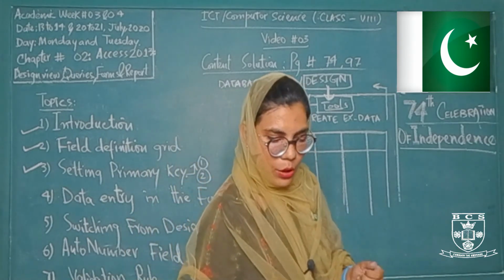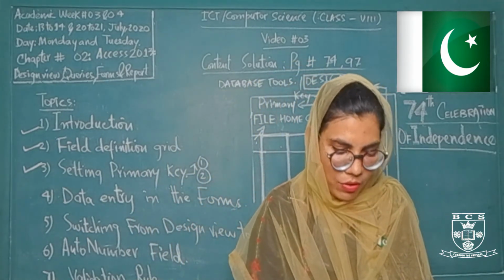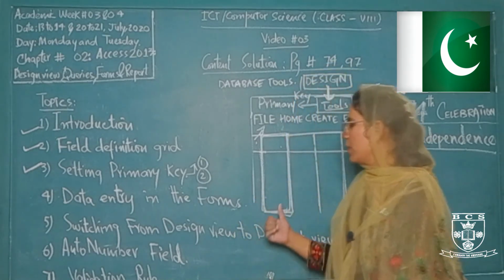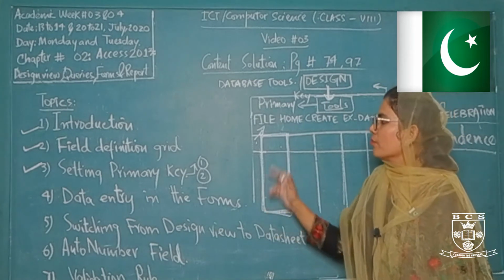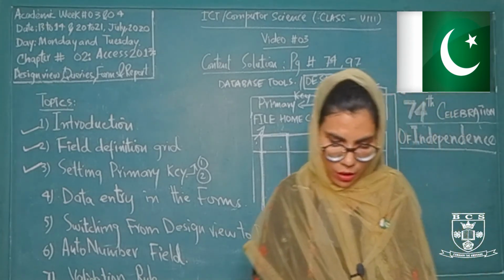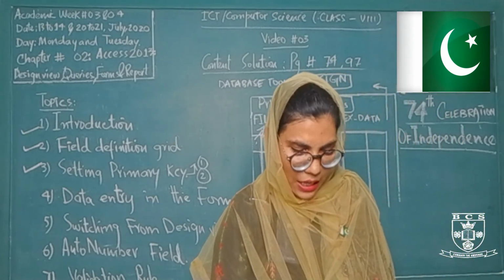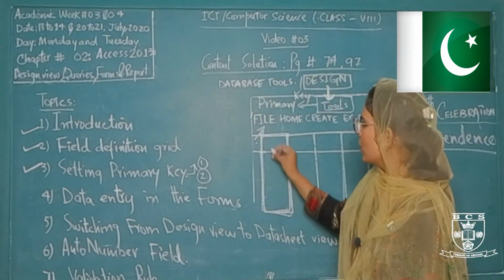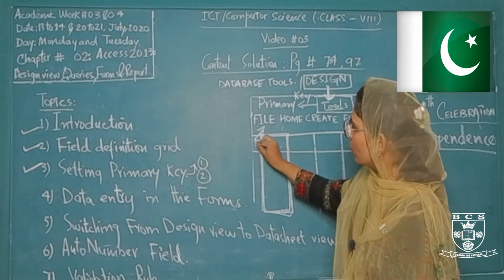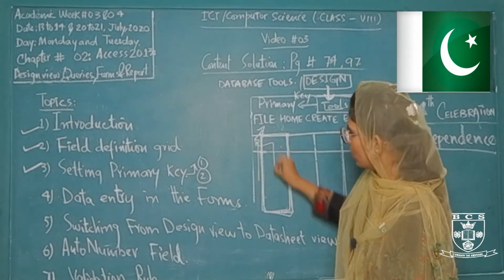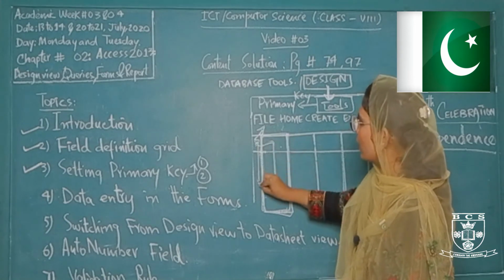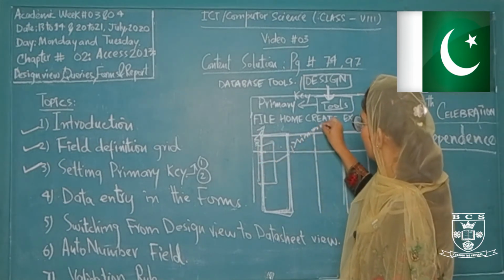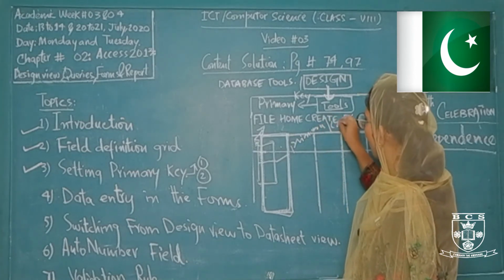Now in method number 2, we won't use the design tab. We will right click the field selector of the column that will be the primary key. For example, this will be the primary key. So I will click the field selector of this field, then select primary key from the context menu. Where is the context menu? There is a box with a drop down arrow. From here you will have a list of different options. In these options, one is primary key.